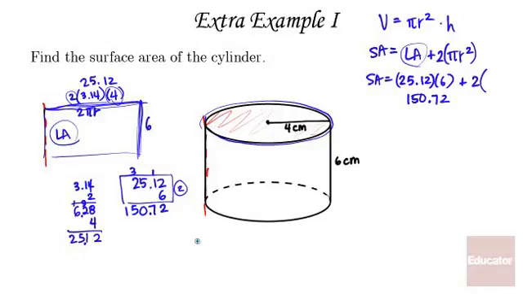Pi r squared, so the area of the base is pi r squared. That's 3.14 times the radius, which is 4 squared. Okay, remember that I have to square this first. So 4 times 4 is 16. So 3.14 times 16.